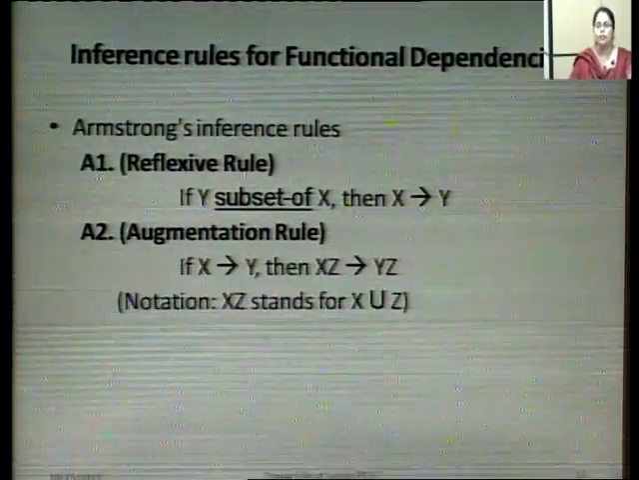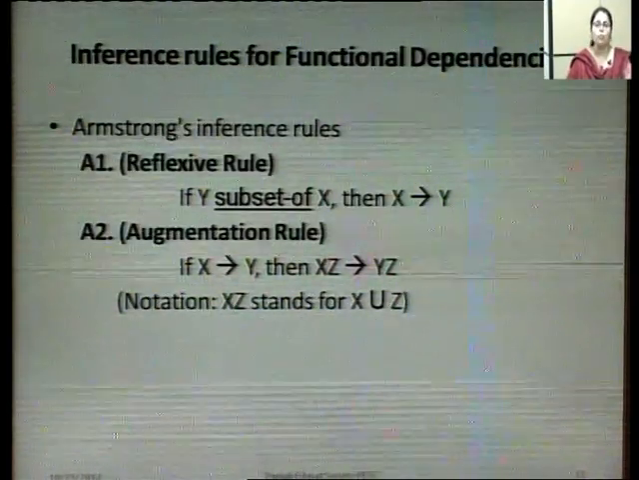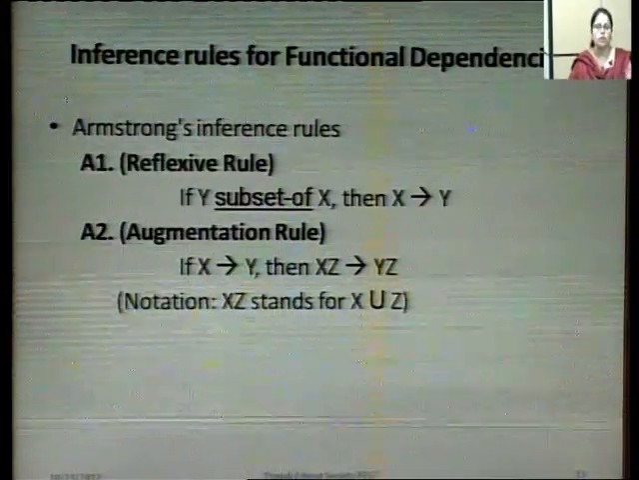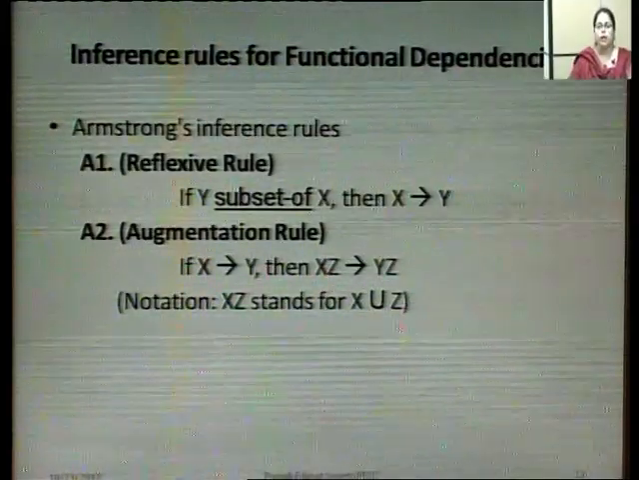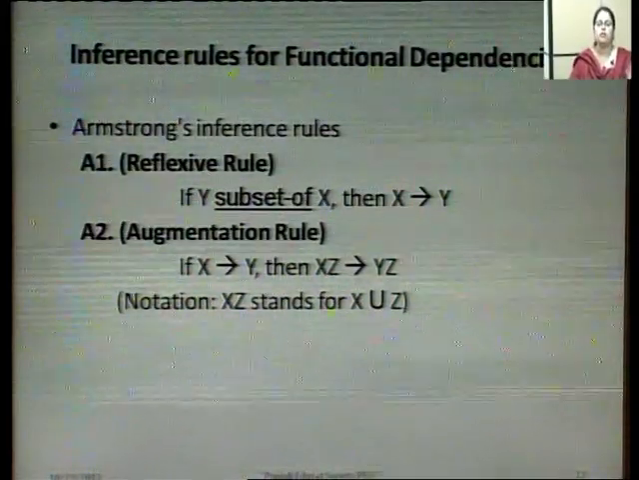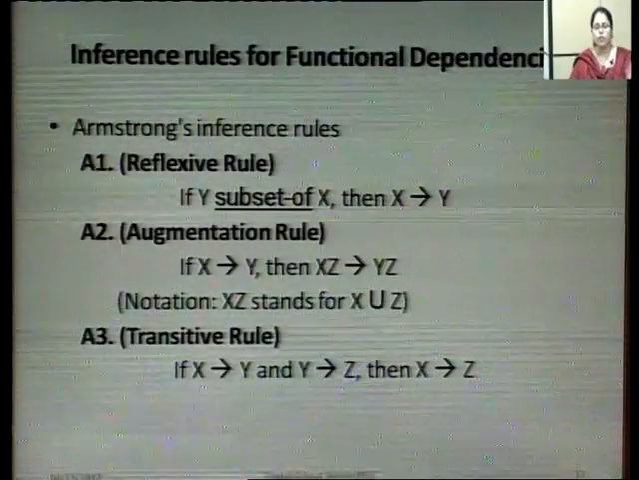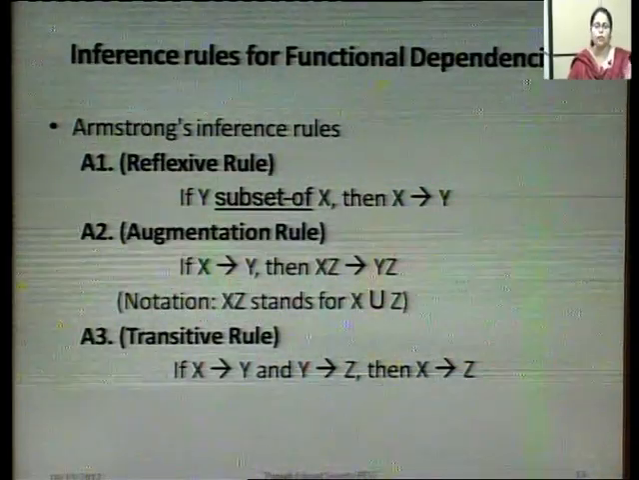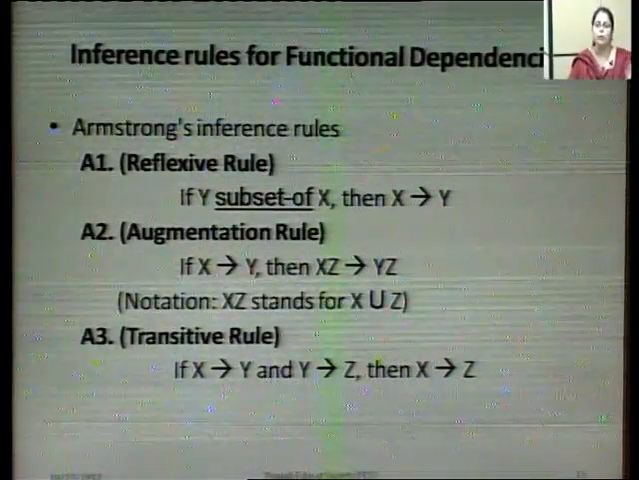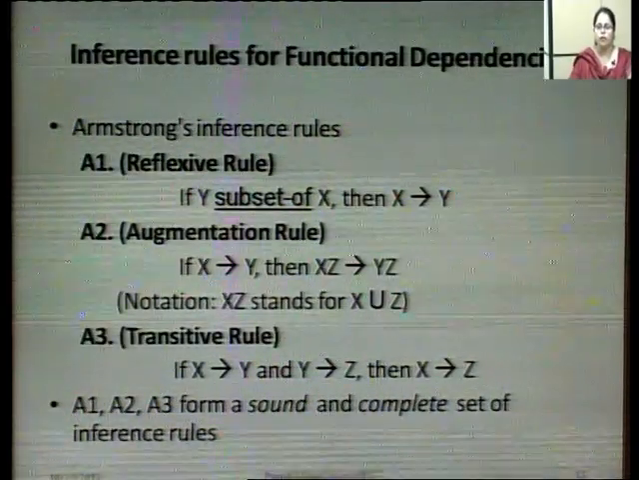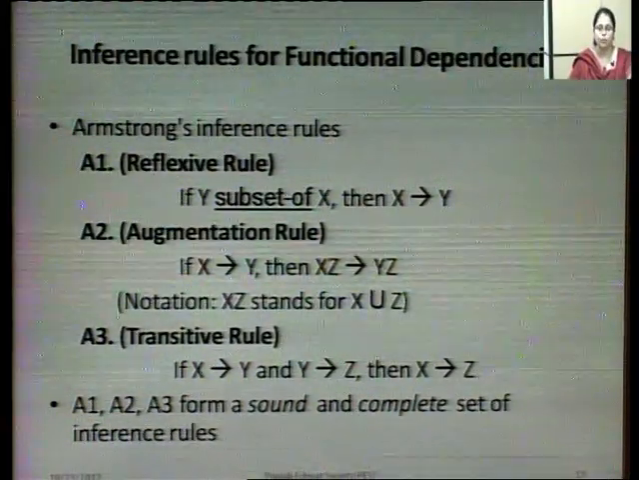The augmentation rule says that if X functionally determines Y, then by adding Z, a set of attributes, to both sides, that is to the left hand side and to the right hand side of the functional dependency, that functional dependency also holds. That is, X union Z determines Y union Z. Third is the transitive rule, which says that if X functionally determines Y and Y in turn functionally determines Z, then it infers that X functionally determines Z through Y. So these rules, reflexive, augmentation, and transitive, form a sound and complete set of inference rules.